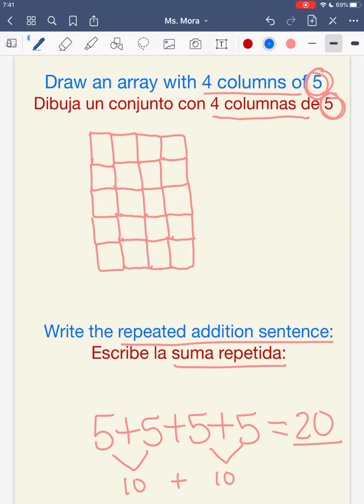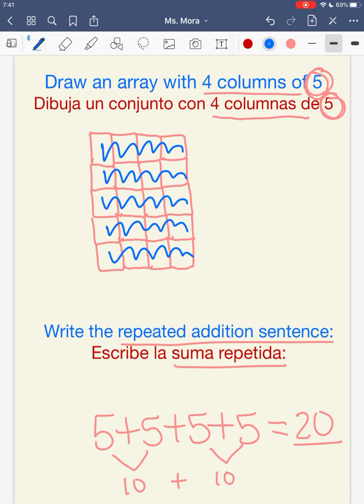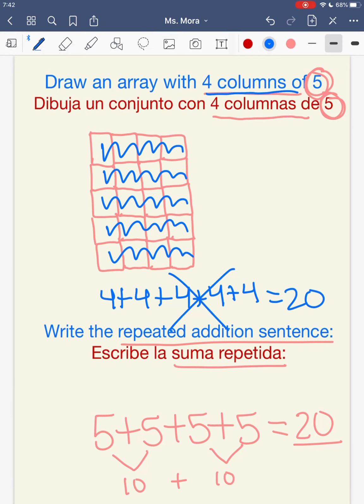Alrighty, guys. And just in case we were a little confused, okay, maybe you thought, oh, I love adding rows. So I'm going to do 4. There's 4 in this row. There's another 4 here. There's another 4 here. Another 4 in this row. And another 4 in this row. So maybe you thought my repeated addition sentence is 4 plus 4 plus 4 plus 4 plus 4 equals 20. But if you did that, you added the rows. And although there are rows in this array, okay, here it's asking us to talk about the columns. Alrighty, so this is not the correct repeated addition sentence.